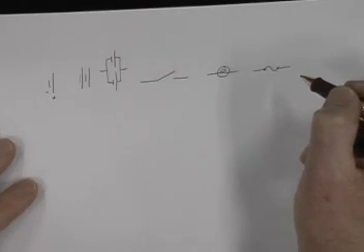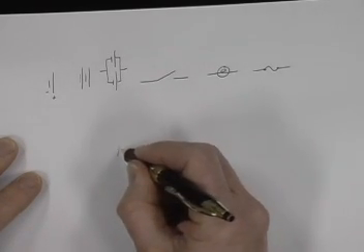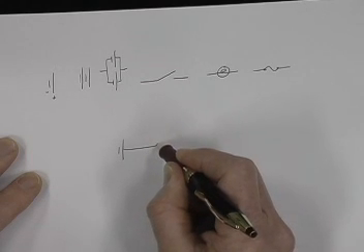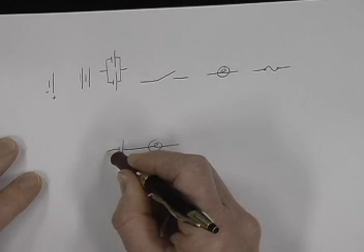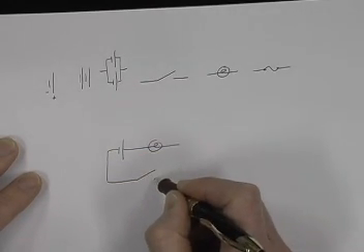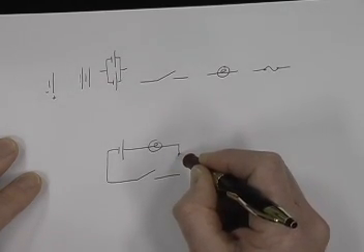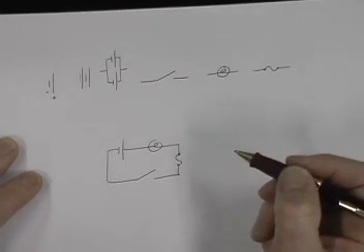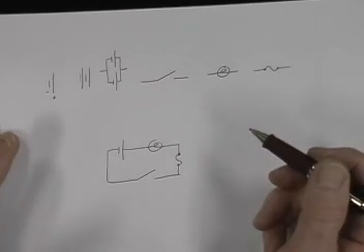So let me draw a circuit involving a single cell, a light bulb, a switch, and we could even put a fuse in. And there we have then a simple circuit.